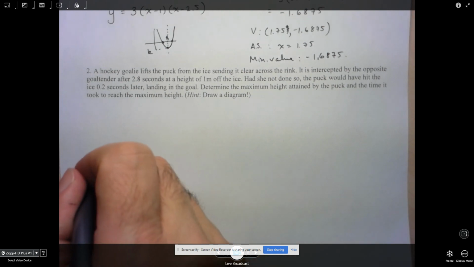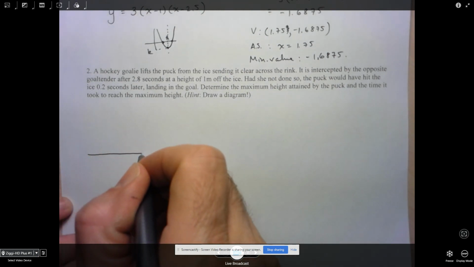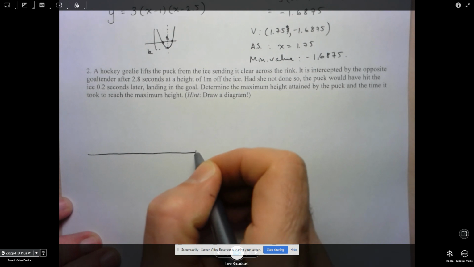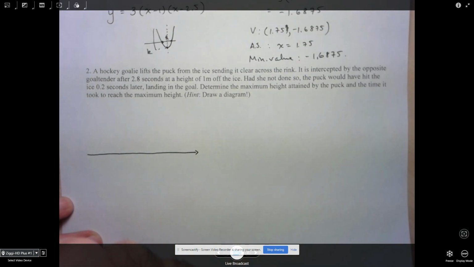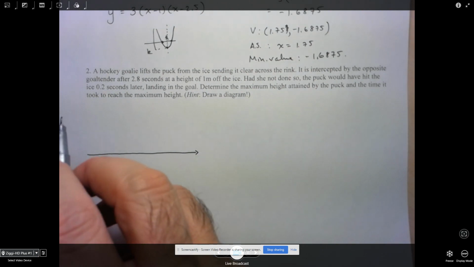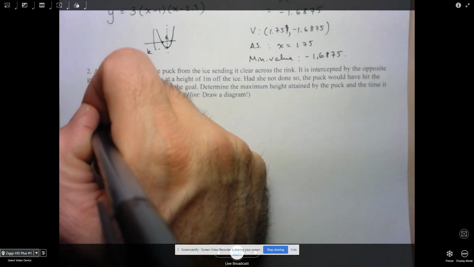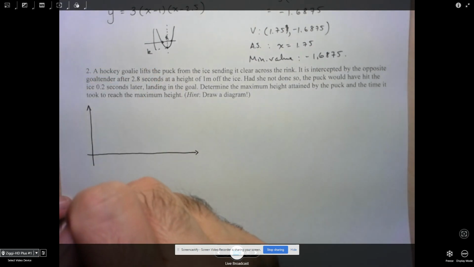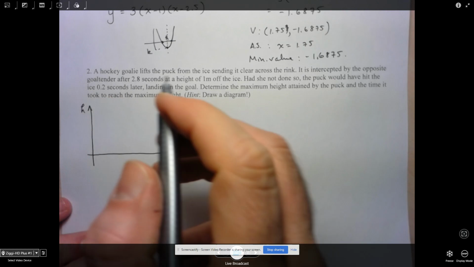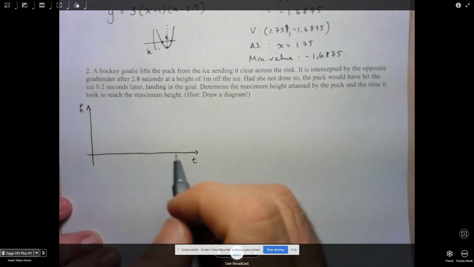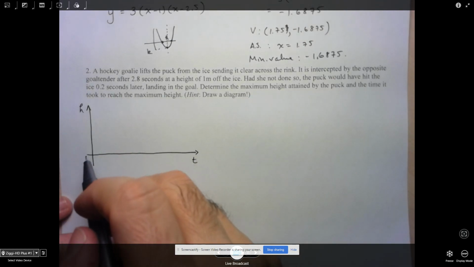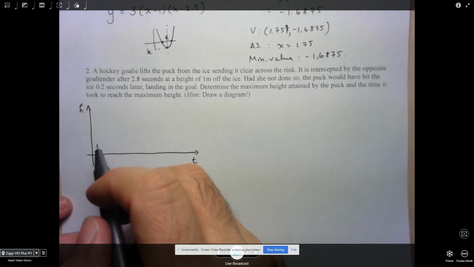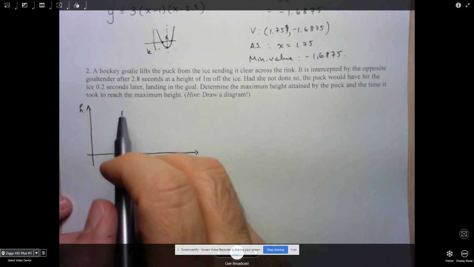All right, so let's see if we can draw a diagram here. So I think it's pretty clear that our x-axis is going to be the ice. Okay. The question is where to put my y-axis? Well, I might as well put my y-axis at the time at which this whole process starts. So often when we're working with time, so height versus time, we sort of start things whenever the whole process started. So it starts when the goalie hits the puck.